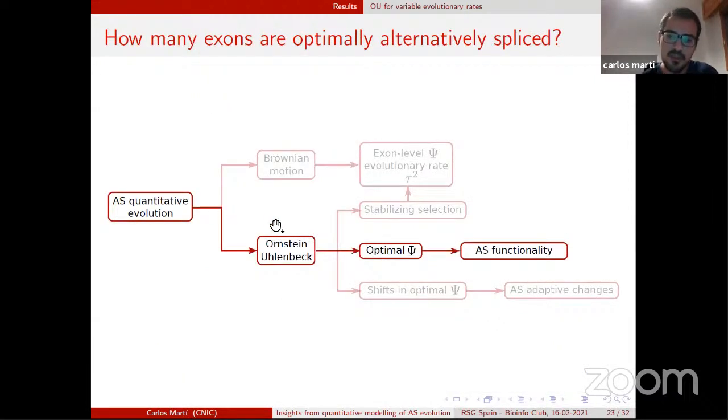Next, we mentioned that in the Ornstein-Uhlenbeck process, we also had an optimal value. In this case, it will be an optimal inclusion rate. These values would allow us to try to study the general functionality of alternative splicing, because we will try to see the optimal values for each exon and then infer whether the skipping of an exon is selected to be that way, or it's just an error because selection is not sufficiently efficient to remove them.